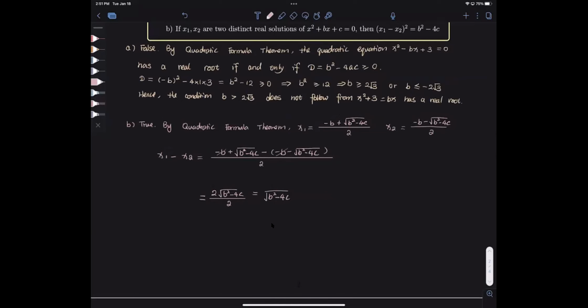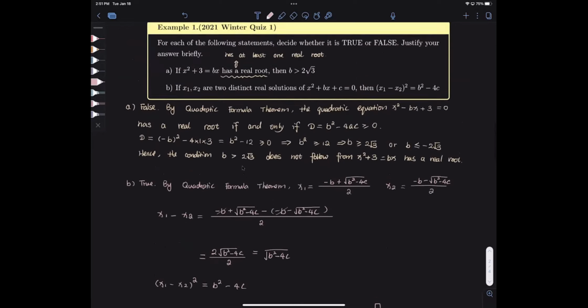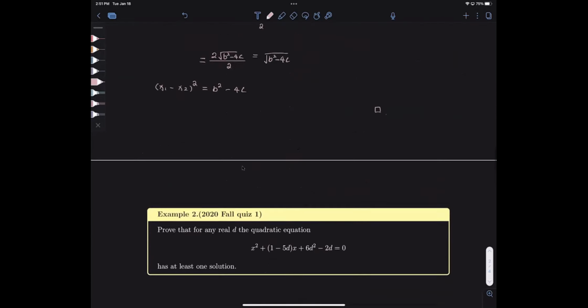Next you'd have to square both sides. That's correct. So let's square both sides. That's going to be b squared minus 4c. That's correct. Yep. Great, great. Any question? Is this clear? I think it is quite clear. Clear, cool. Next. Good job.